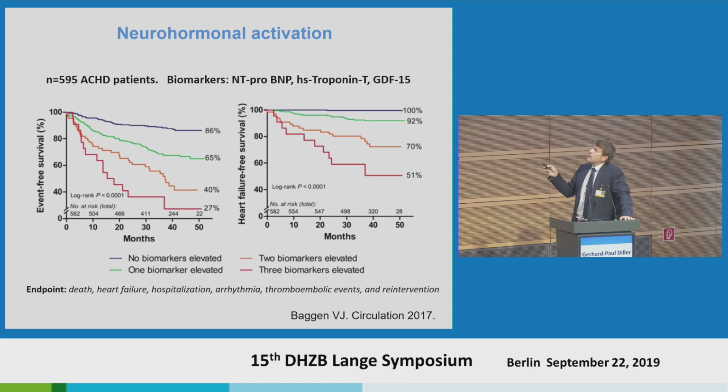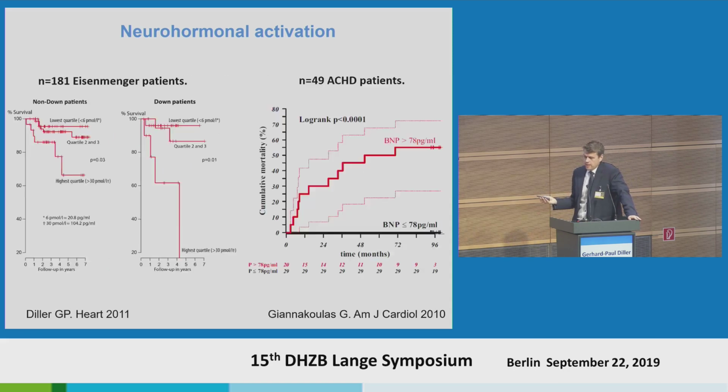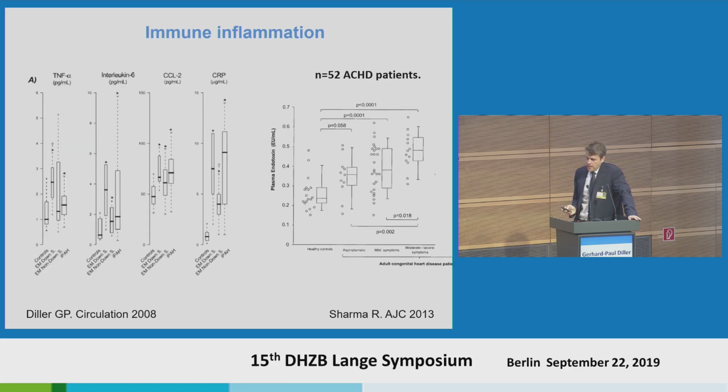There's also neurohormonal activation in our congenital patients. All sorts of biomarkers are elevated, and the Dutch group from Rotterdam have shown very nicely an association between elevated biomarkers and increased mortality, again a feature that we are quite familiar with in non-congenital heart failure. There are more publications to highlight the same issue, the association between elevated BNP values and increasing mortality in our population.